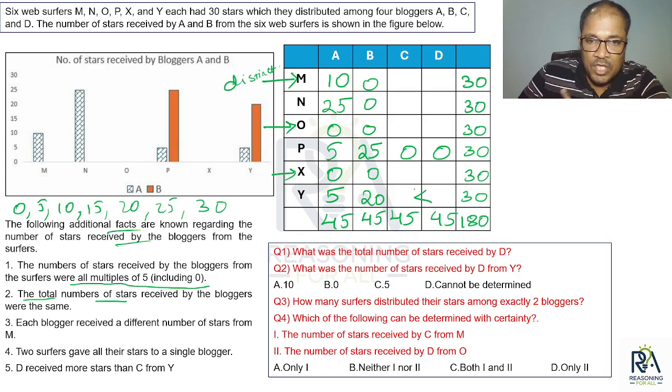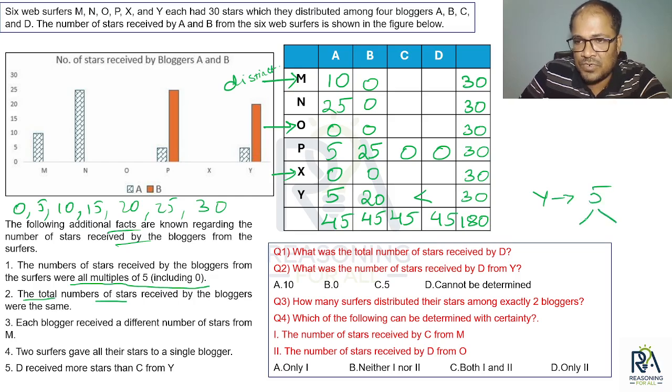Now focus on Y. Y has already distributed 25 stars. How many stars is Y remaining with? Y is remaining with 5 more stars, and Y has to distribute them among 2 persons.